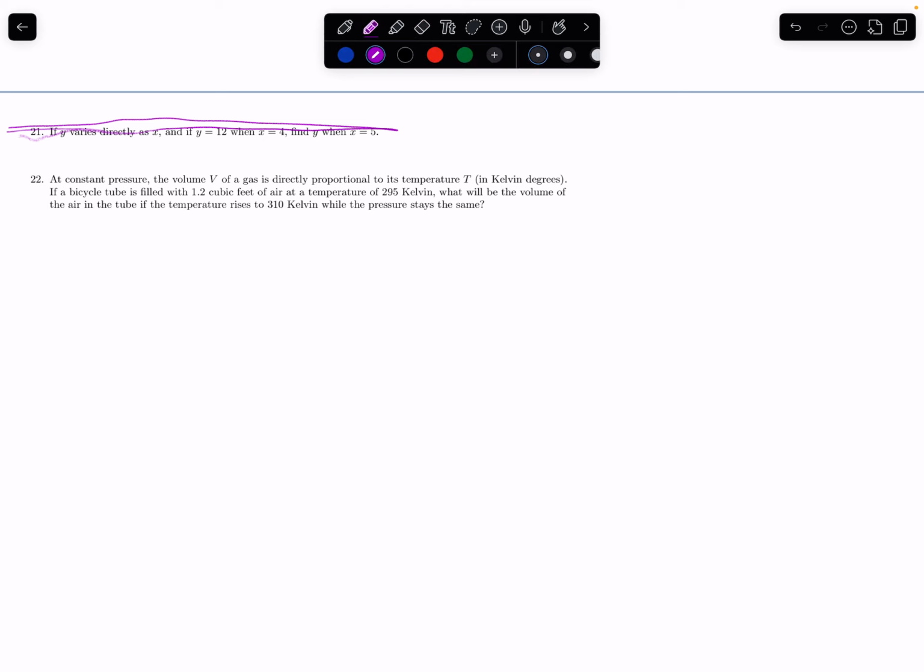Okay, 22. Okay, we got a word problem here. At constant pressure, the volume V of a gas is directly proportional to its temperature T in kelvins. All right, let's just stop right there and write what we got so far. So volume is directly proportional to temperature. If, is that it? Oh, that's it.